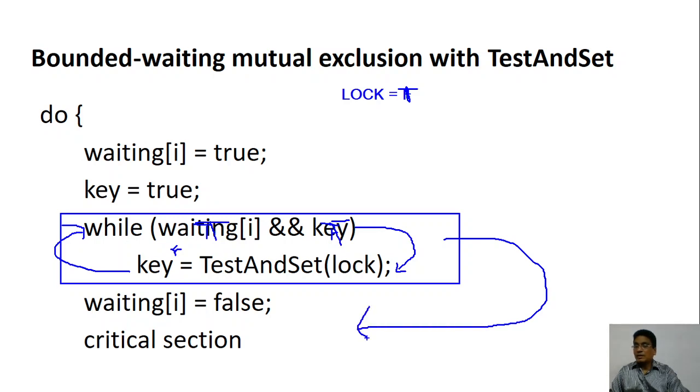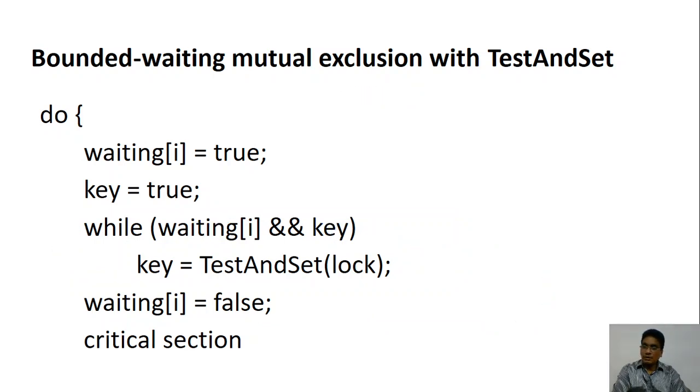You will come out to the critical section. You set the value false. That is just to say that you are not waiting. You are in the critical section. Now let's look at another scenario. You have lock is already true.